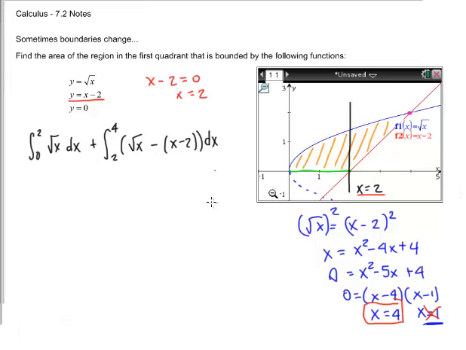So that's the setup on the second problem. And then you can either integrate by hand, or use your calculator. Either way, using the calculator now is going to be a little bit easier, a little less time consuming.